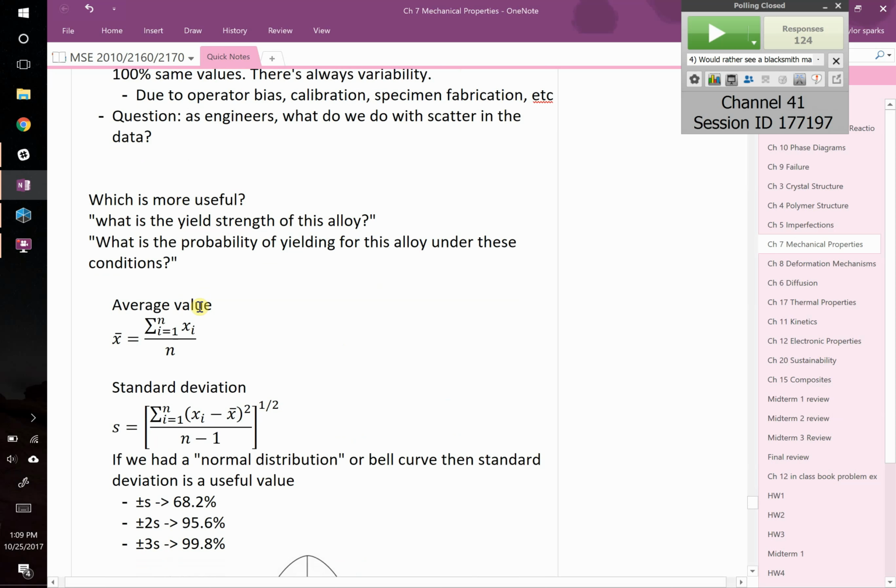So I guess let me ask you this question. Which of the things we heard, is it more useful to say, what is the yield strength of this alloy versus what is the probability of yielding for this alloy under these conditions, right? Clearly that second one is more valuable, right? Because we know that a yield strength, if it says that this steel alloy can withstand 400 megapascals, you're going to be a little bit skeptical and you're going to do what John did.